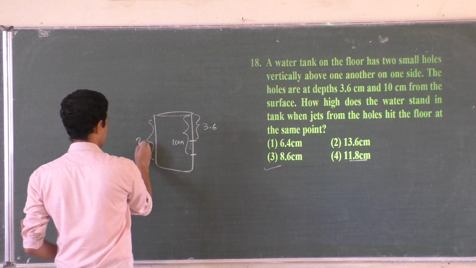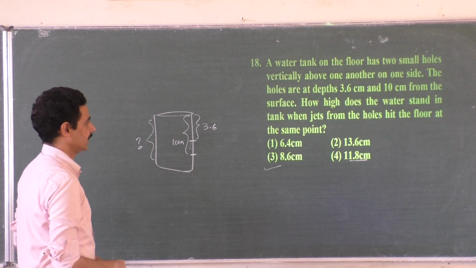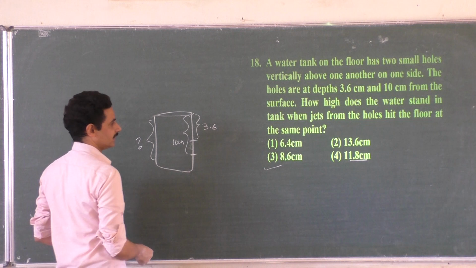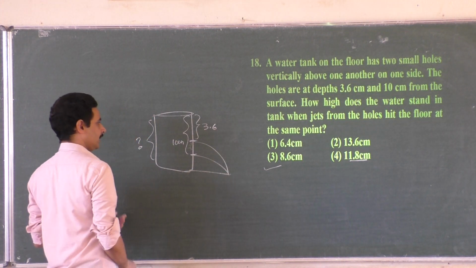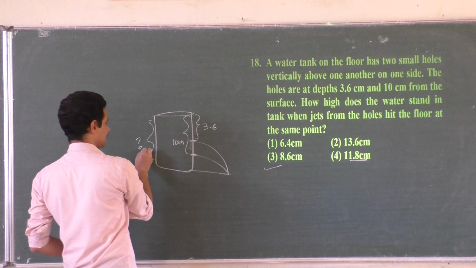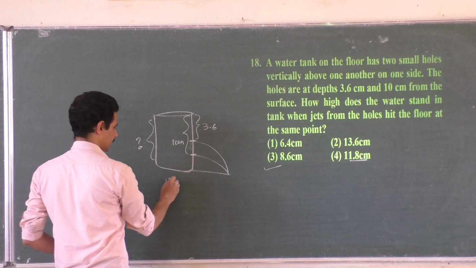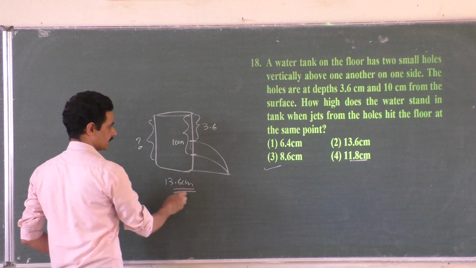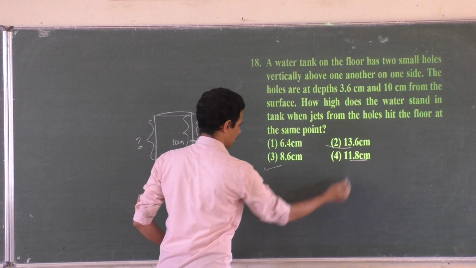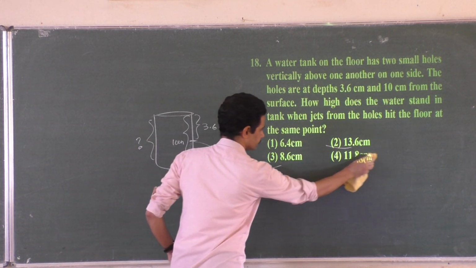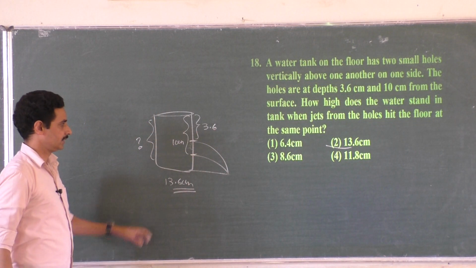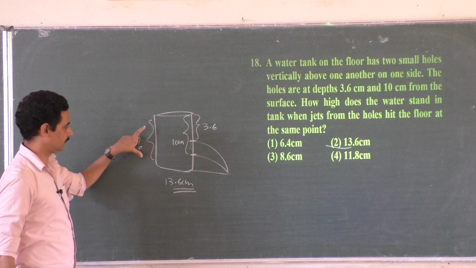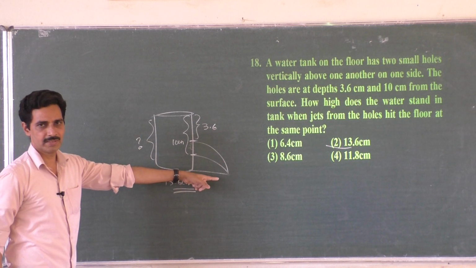If water stands in the tank, when jets from the holes hit the floor at the same point, the range is the same. Range is the same only when this depth plus this depth is equal to the total height of the water, right? 13.6 centimeter. We know the theory behind this. It should be 13.6. This depth and this depth added will form this one. Then only this range will be the same.